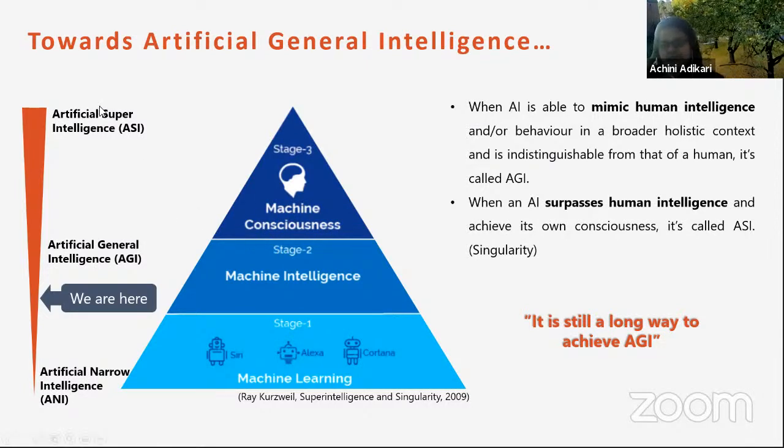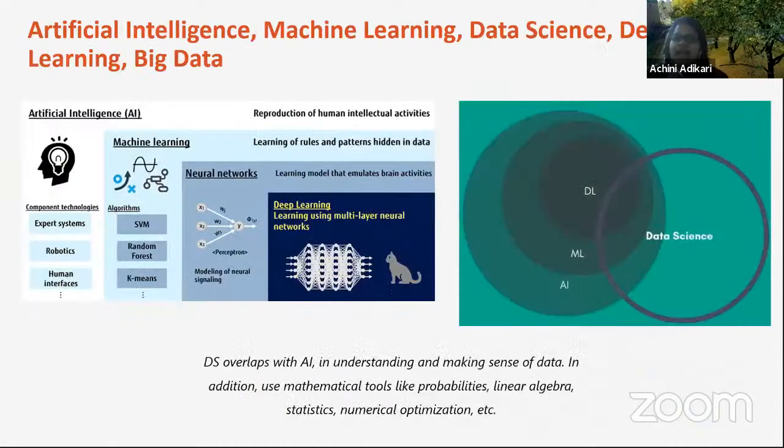So in this spectrum, AI practical applications, we are still in this part, and it's a long way even to achieve AGI. So this is about AI and an idea about what AI is. And then we have heard about all these terms: AI, machine learning, data science, deep learning, big data. All these are buzzwords. You must have heard these things. But let's see how these are connected together.